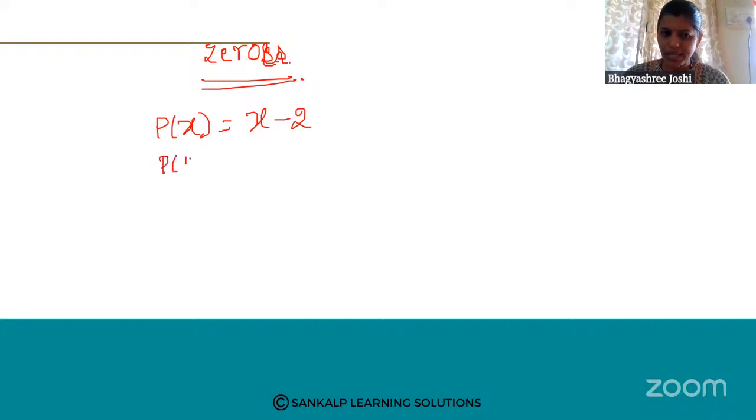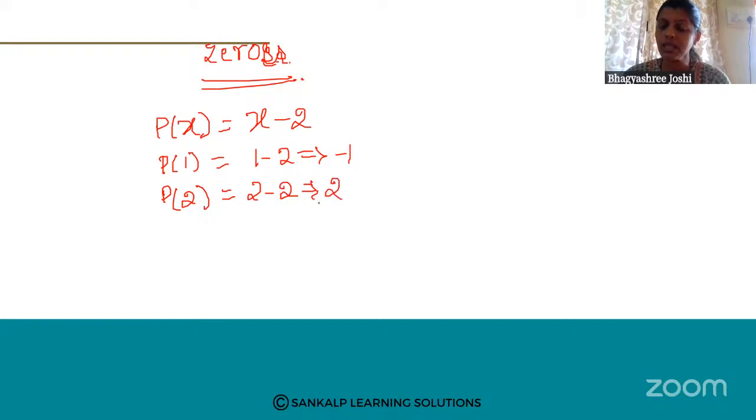Now, if I put x is equal to 1, what will I get? 1 minus 2, that is minus 1. If I substitute x is equal to 2, 2 minus 2 is 0. Okay. So, for which value of x will the polynomial value become 0? Yes, observe carefully. The value of x for which the polynomial value becomes 0, that value we call a zero of that polynomial. Yes or no?